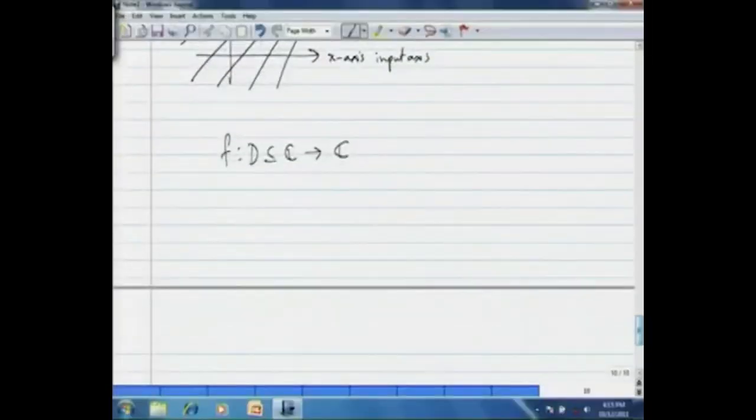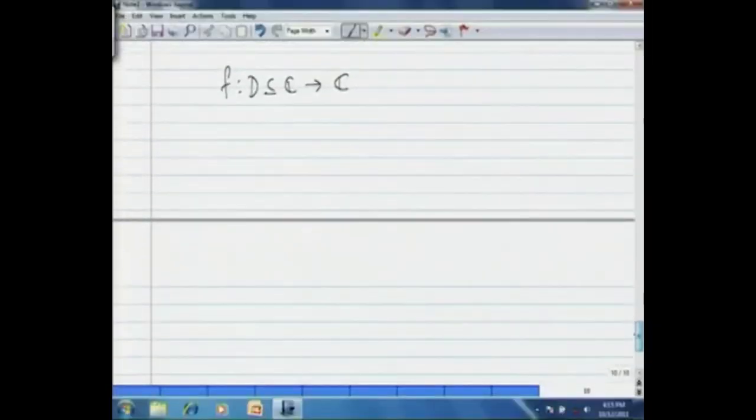what we will do is we will try to draw one piece of a complex plane for visualizing the domain, and another piece of complex plane for visualizing the range of this function f. Let me explain with an example. So, here is my first example.